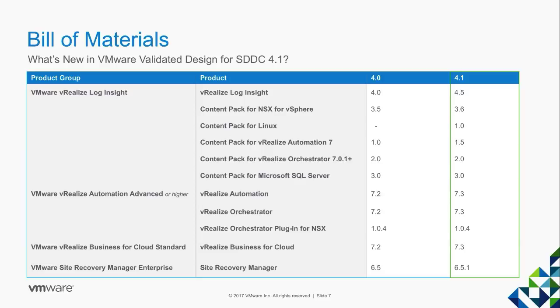And here we can see some other key cloud operations and cloud management updates. You'll see that vRealize Log Insight has moved from 4.0 to 4.5. You'll see we've added the vRealize Log Insight content pack for Linux, which is now in this design. You'll also see vRealize Automation, vRealize Orchestrator, and vRealize Business for Cloud have also had an incremental upgrade from 7.2 to 7.3.